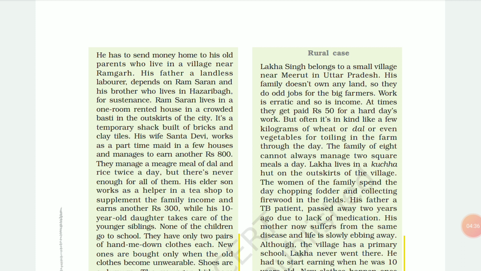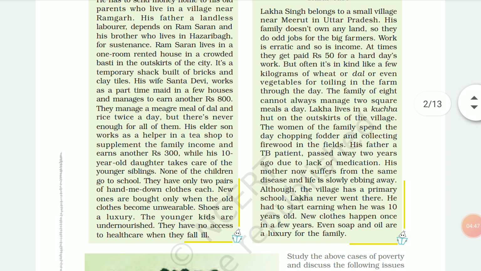That means altogether he has to take care of 7 people. An additional income is from his wife, who earns 800, and his son, who works as a helper in the tea shop. That means altogether roughly 2,500-2,600 is their earning, and that too is not a regular earning. Today he has a job, this month he has a job, but maybe next month he might not get the job. So this is a temporary earning.